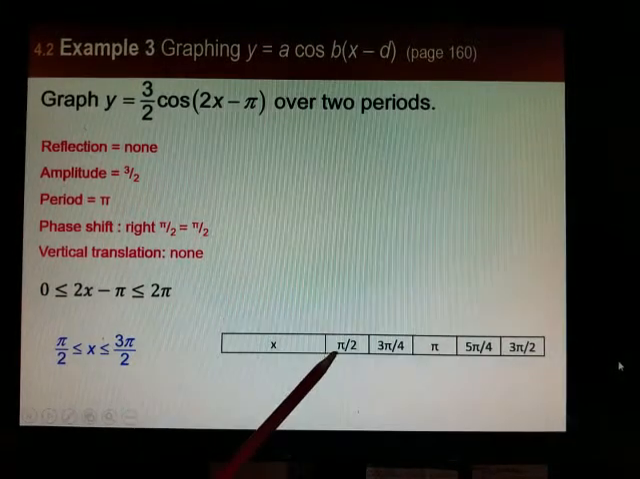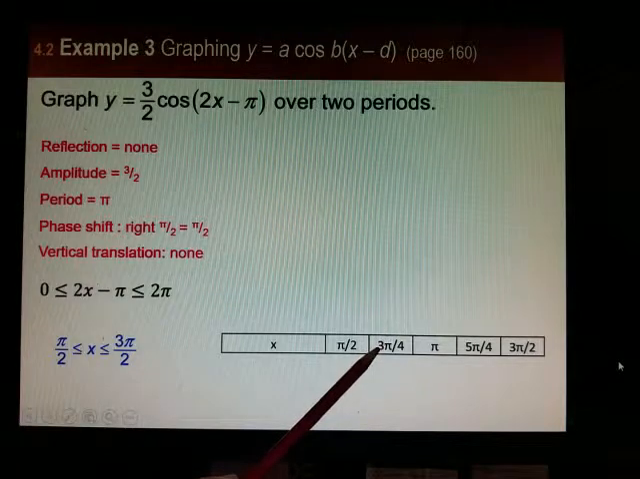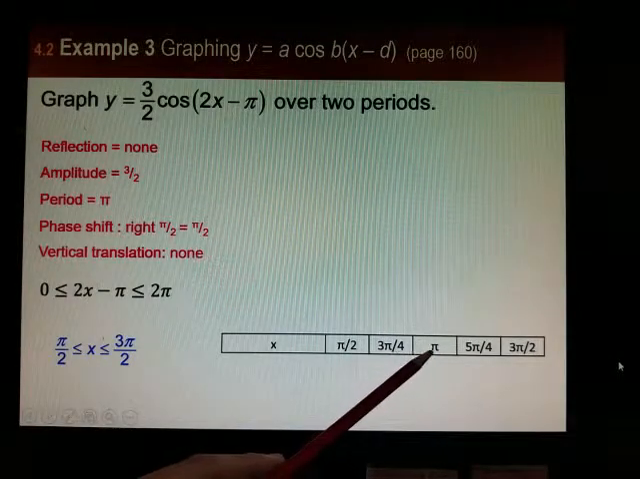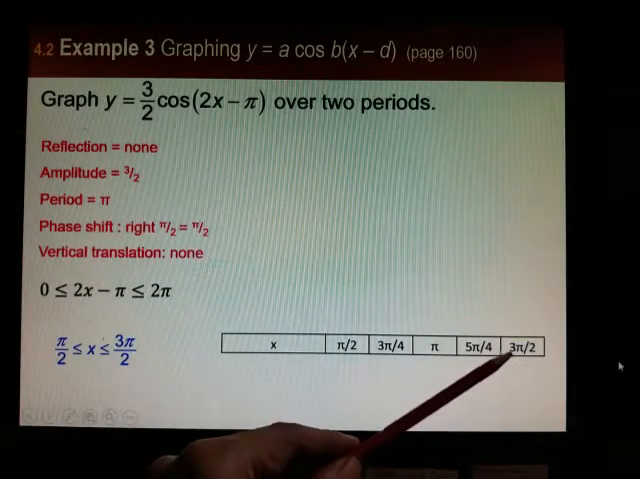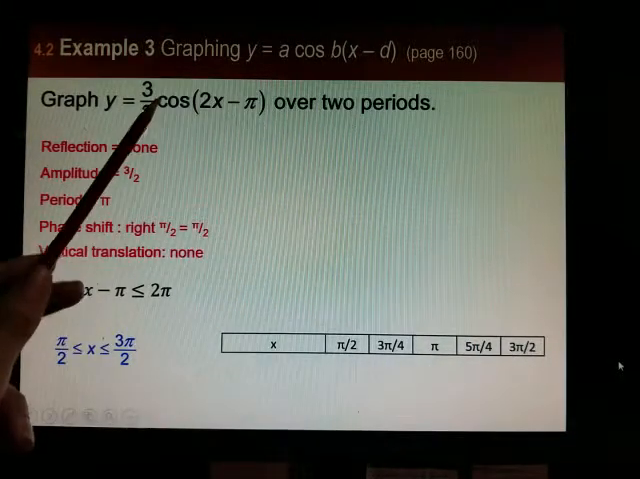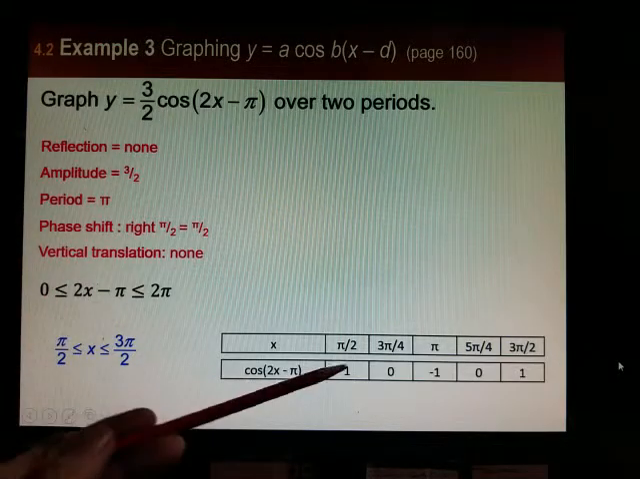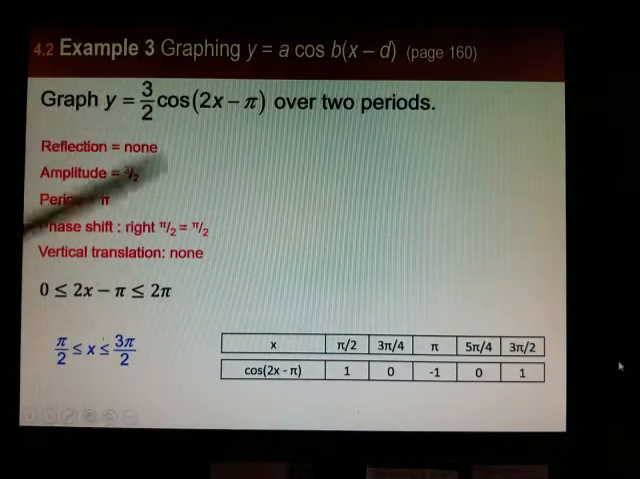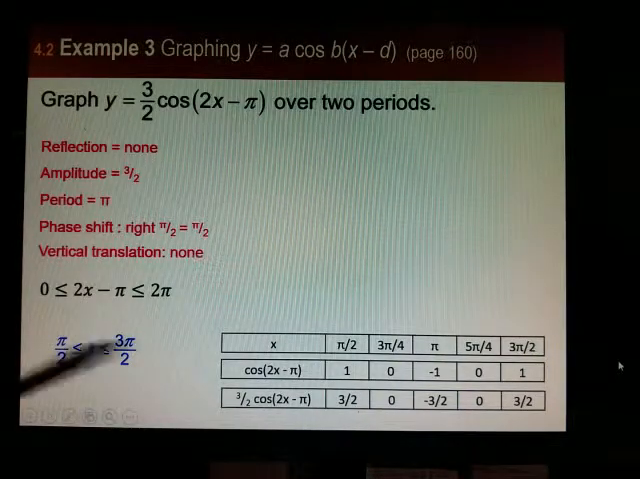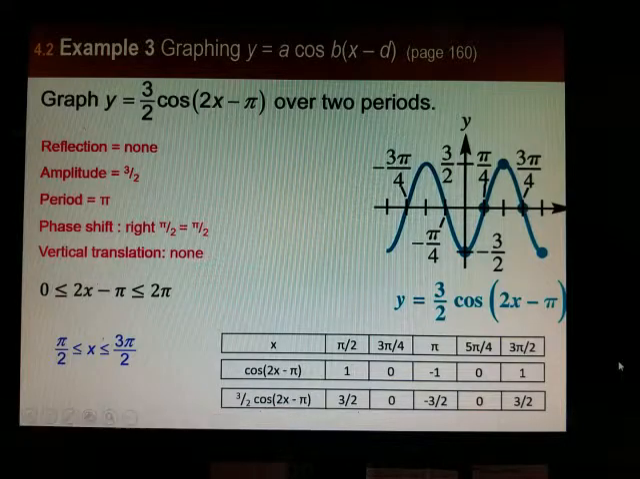2 pi halves plus 1 pi half, that's 3 pi halves. A half of 3/2 is 3/4. And again, 1 is the same thing as 2/2 plus 3/2, that's 5/2. And half of 5/2 is 5/4. Cosine starts with the value of a, or originally 1. And then we multiply everything by the 3/2. And there's my x's for my x-axis, and here's my y's for the y-axis.